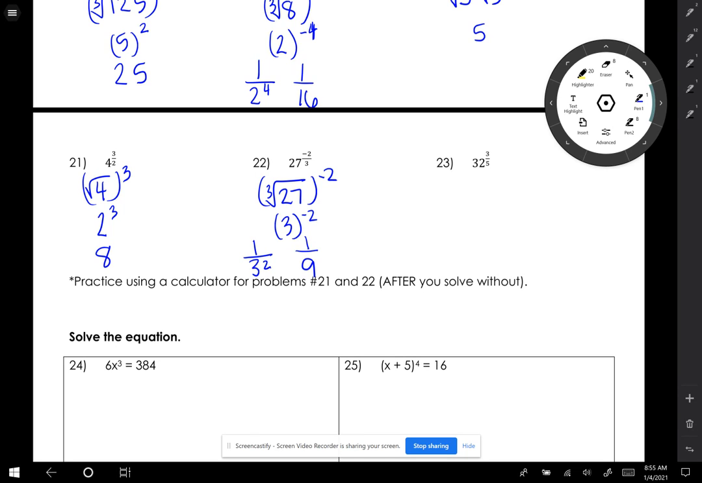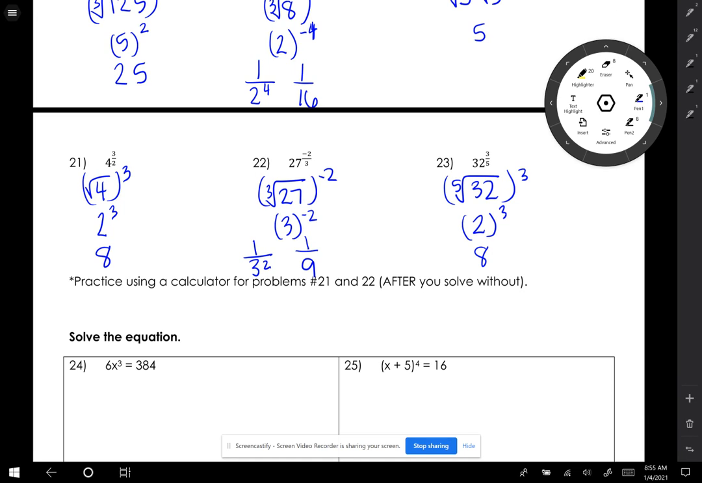For number 23, we have 32 to the 3/5. So for 32 to the 3/5, we have the 5th root of 32 to the 3rd power. The 5th root of 32 is 2, and 2 cubed is 8.